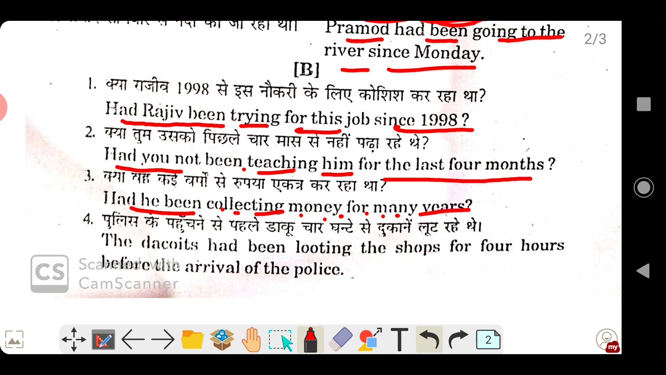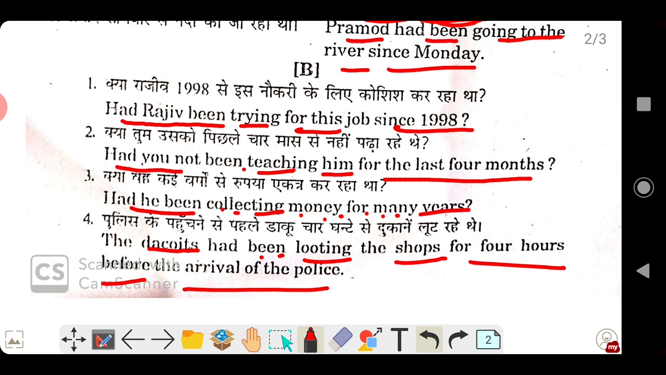Next sentence: the dacoits had been looting the shops for 4 hours before the arrival of the police.